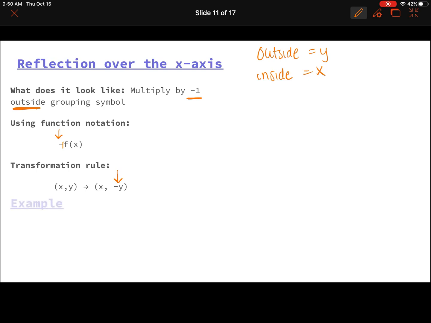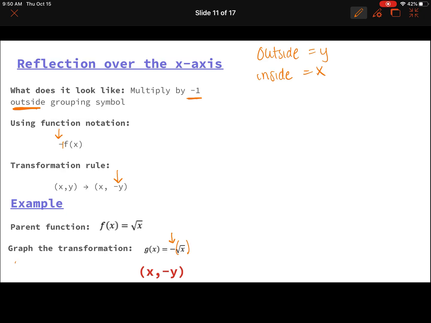Now I'm going to give you an example. The parent function we are using is f of x equals the square root of x. Then I'm going to graph my transformation. So now this is my new function. Now look here, outside of my grouping symbol. We can pretend that there's parentheses here. My negative is outside the grouping symbol. So here's my new transformation rule, affecting my y.